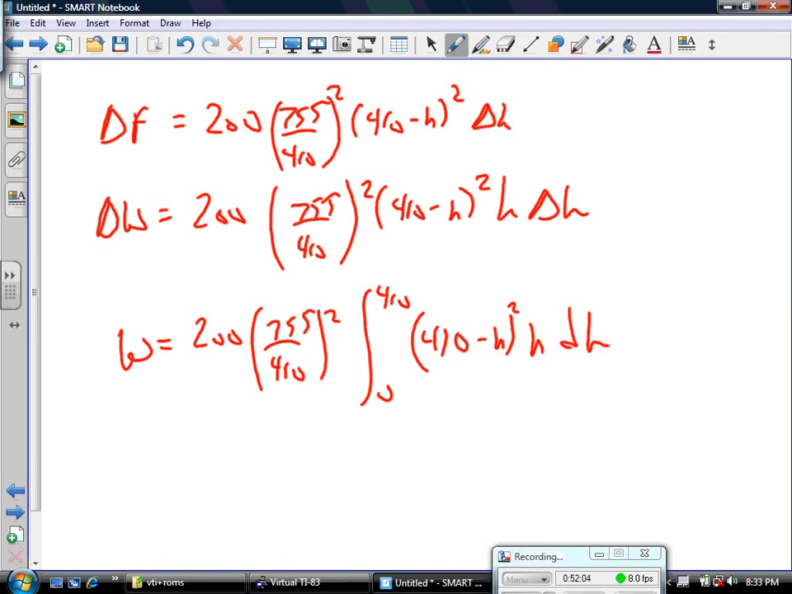Well, who's u then? Now it won't work, right? If u is the inner function, 410 minus h, du is simply dh. You don't get the h. You've got to FOIL it out, I guess. All right, so let's FOIL it out.